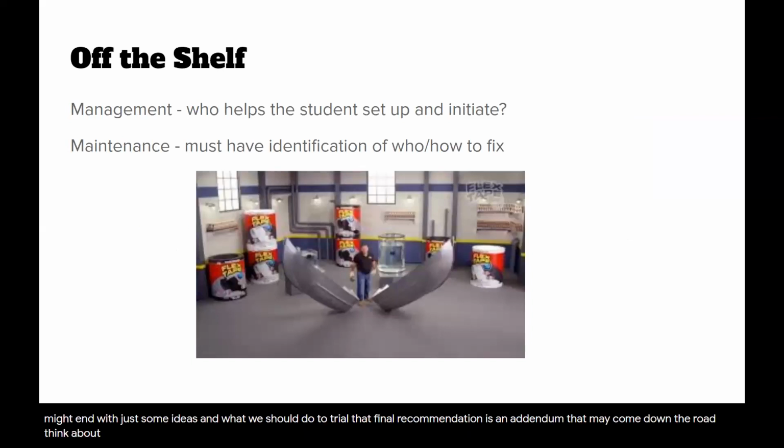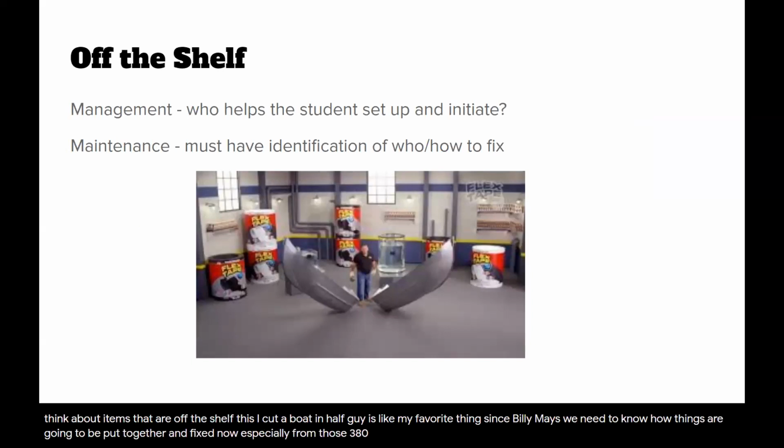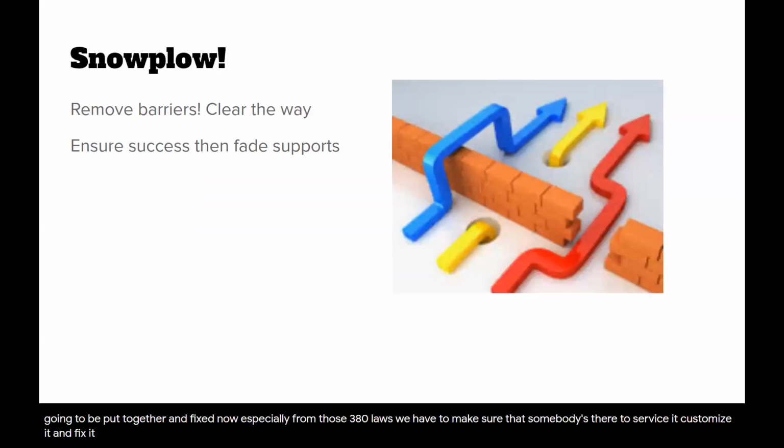Think about items that are off the shelf. This I cut a boat in half guy is like my favorite thing since Billy Mays. We need to know how things are going to be put together and fixed, especially from those 3 AT laws. We have to make sure that somebody's there to service it, customize it, and fix it. And we have to think about removing barriers.